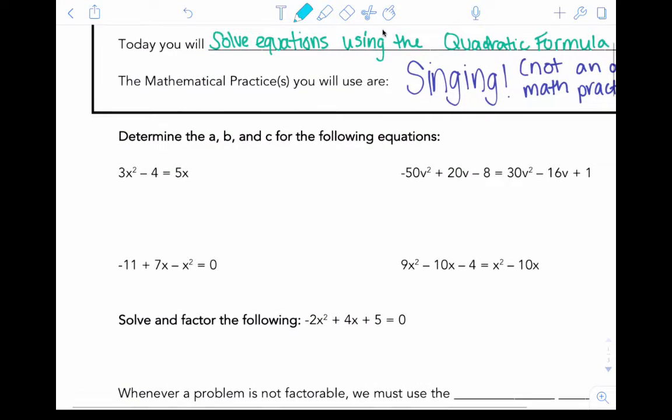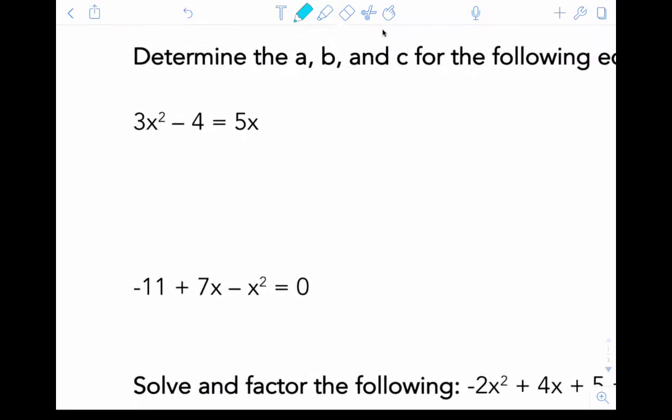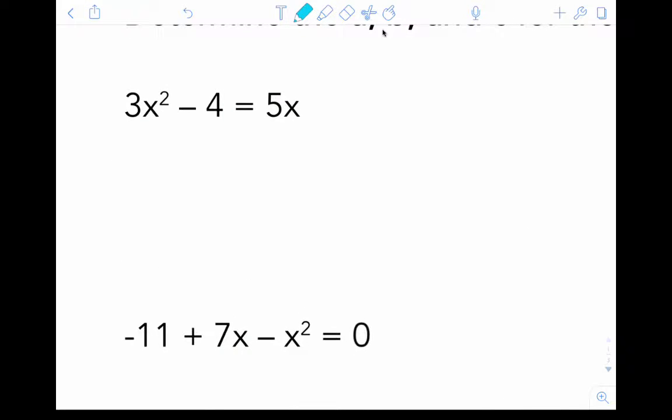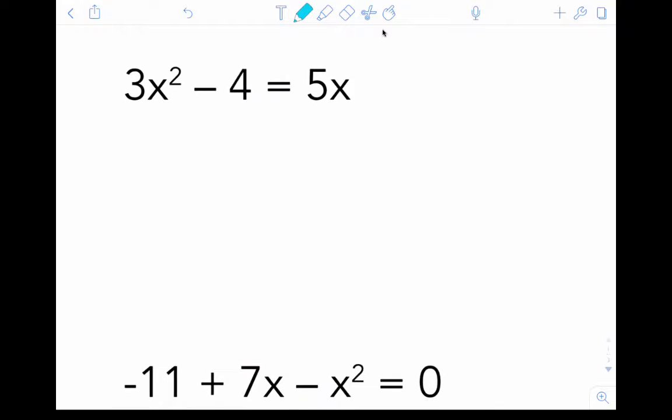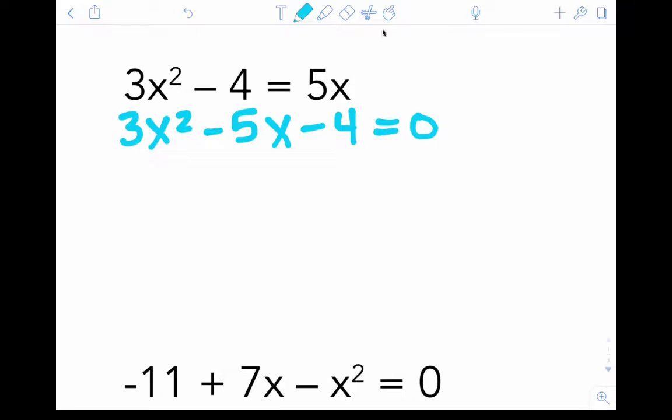Before we do that though, let's just make sure we have some basics down. So we're going to determine the a, b, and c for all four of these equations. If I'm looking at this first one, 3x squared minus 4 equals 5x, I need to get everything on the same side of the equal sign first. So I need to subtract 5x over. So I get 3x squared minus 5x minus 4 equals 0. And so now I can see that my a is 3, my b is negative 5, and my c is negative 4.